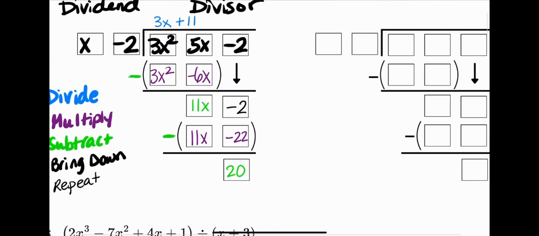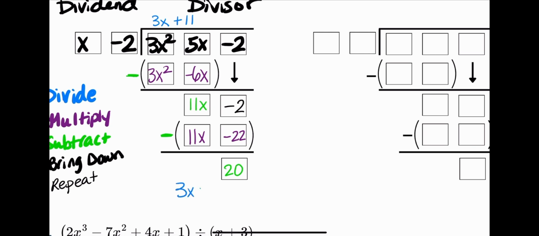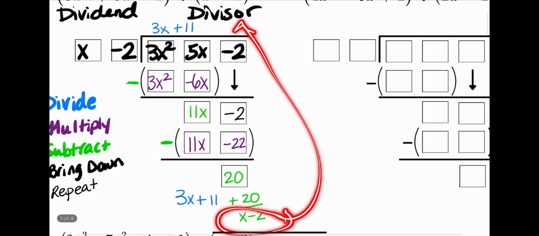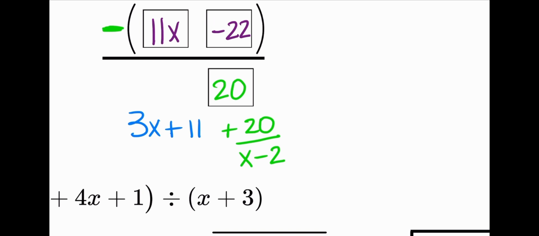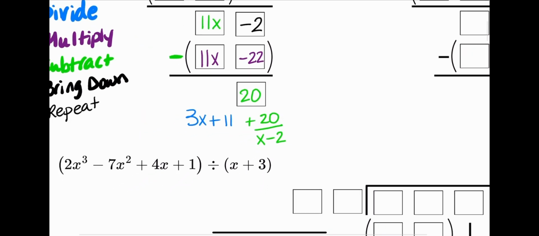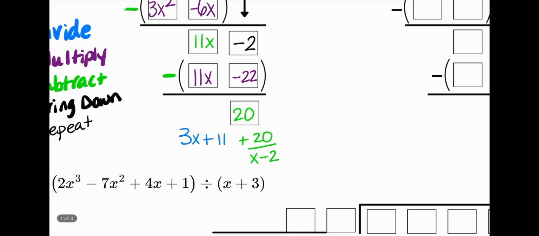So we're going to write our answer as 3x plus 11 plus 20 over x minus 2. Now remember, x minus 2 is the divisor. That is our divisor. Okay. So we could no longer divide 20 by x minus 2. That's another way you know that you're finished. You cannot do 20 divided by x minus 2. So we're done. Final answer.